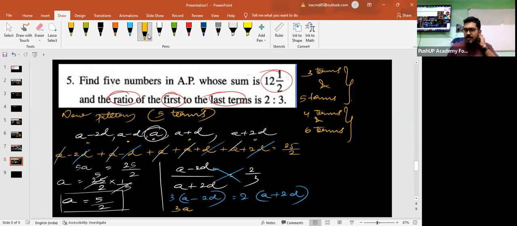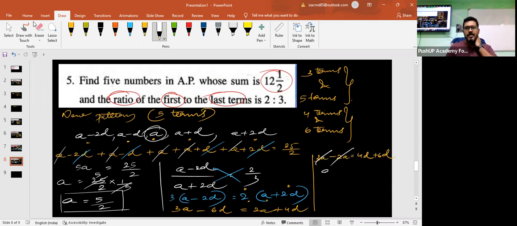3a, plus into minus is minus, 3 into 2d is 6d, which is equal to 2 into a, which gives you 2a. Then 2 into 2d gives you 4d. Now, 3a minus 2a is equal to 4d plus 6d. 3a minus 2a is what? a. 4d plus 6d is what? 10d. Isn't it? What is the value of a? It is 5 by 2, equal to 10d.